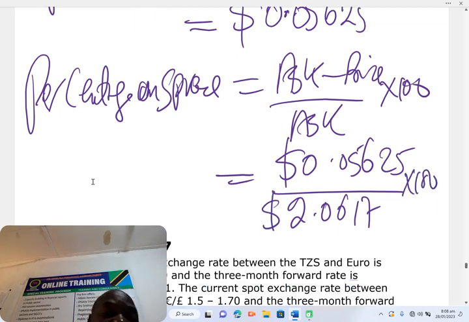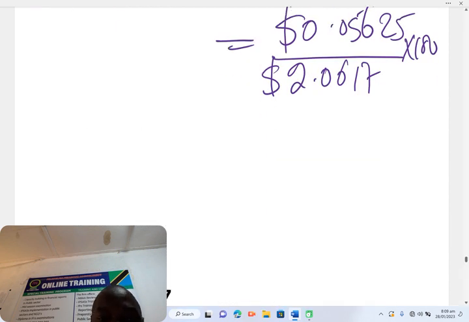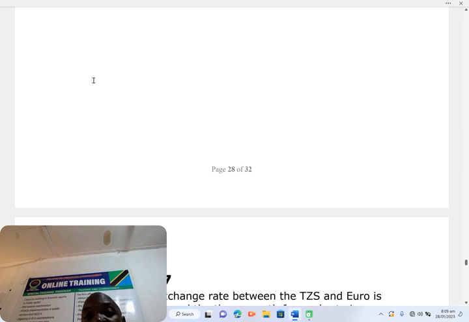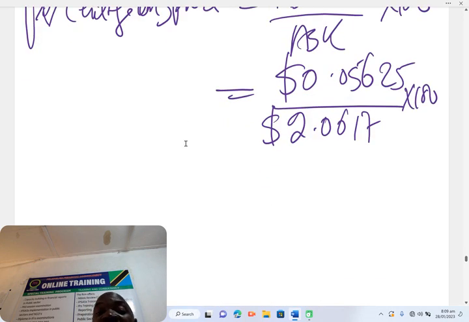What's the answer here? Umeona jinsi ambavyo ukifuga kucha unaweza kupata maelezo kwenye calculator.